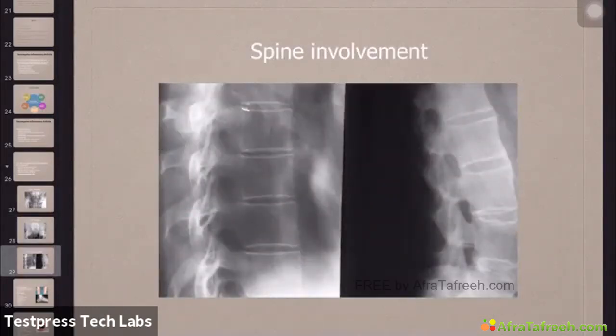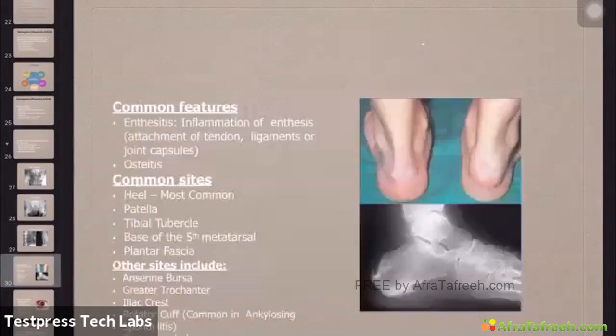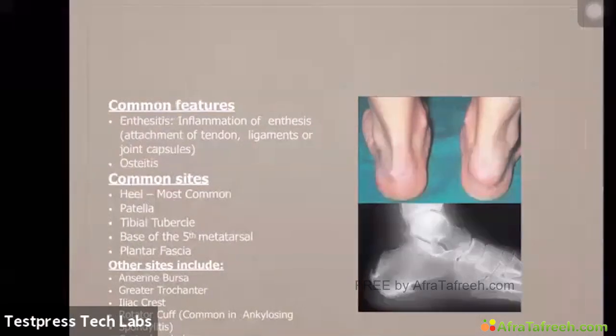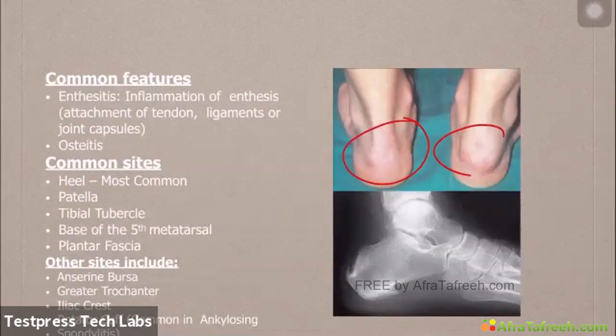And this is an example of spinal involvement where there is a diffuse sort of calcification with syndesmophyte formation. And this is an example of Achilles tendinitis. We are talking about enthesitis in a big way. So this is an example of Achilles tendinitis here. And you can also see a sort of calcaneal spur. That is due to plantar fasciitis. I told you yesterday itself.